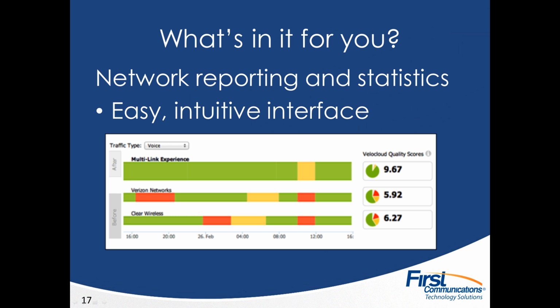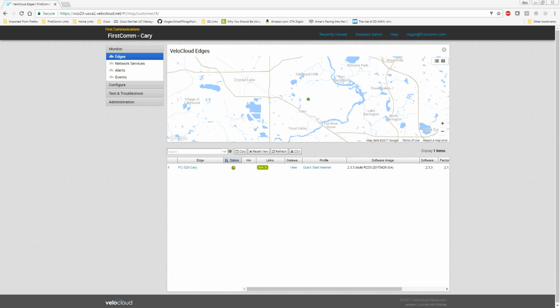Let's take a look at the platform itself. So this is the VeloCloud Orchestrator, and this is one of our demo sites. So if you have multiple devices, it'll show a map of all those devices on this screen. It just happens to be where this particular demo device resides.